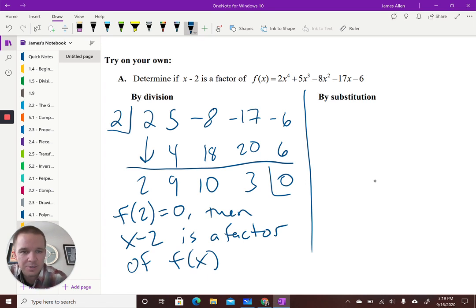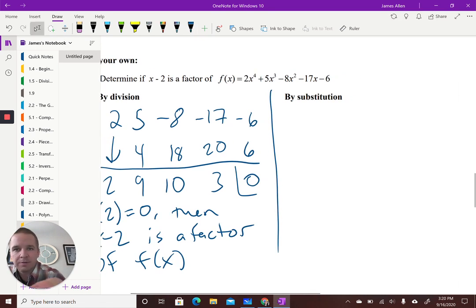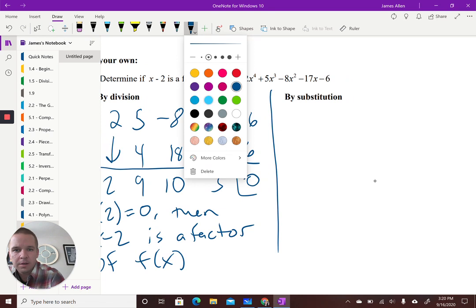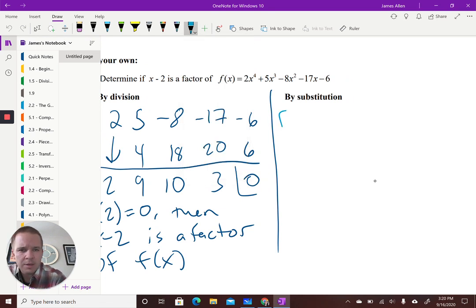So if I did that using substitution, I'm going to give myself a little more room, and we'll do a different color here. I'm going to go light blue. So I'd have f of 2, right? I'm going to substitute in 2 because I'm trying to see if x minus 2 is a factor. And throw it in parentheses.